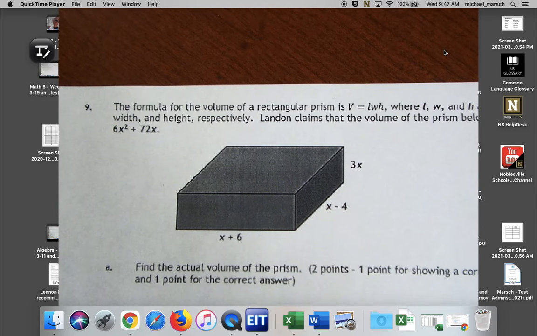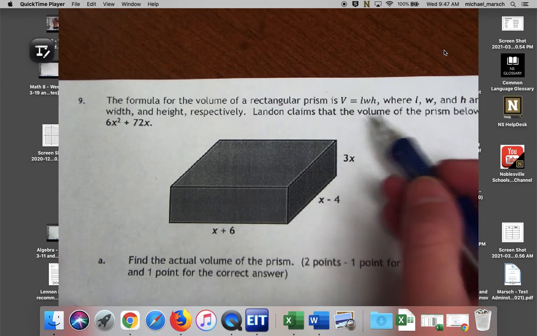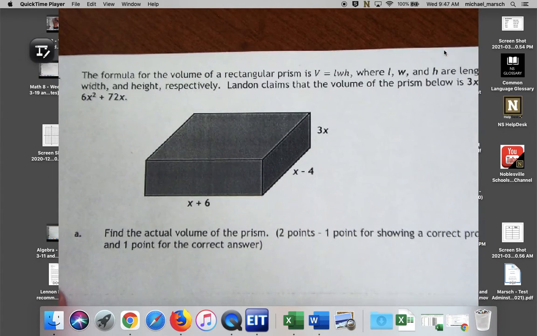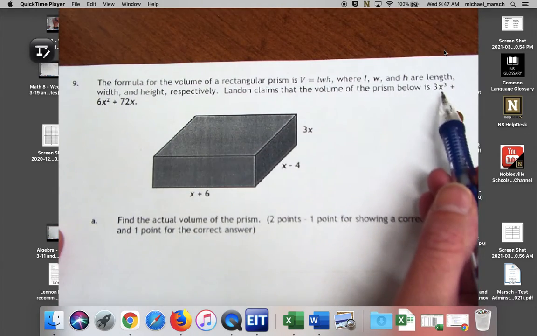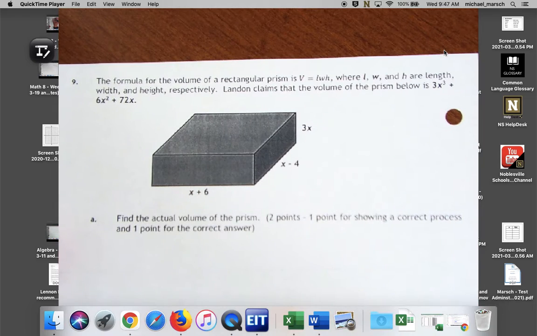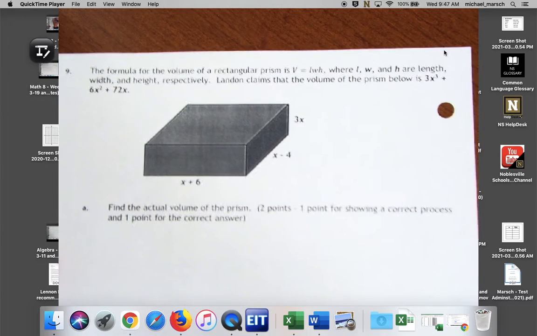Thank you. Okay, so we've got volume here of a rectangular prism. We know it's length times width times height, right? We've got all the stuff we need. Landon claims that this is the volume, 3x cubed plus 6x squared plus 72x. So our job is to find the volume and either confirm or deny if he's correct.